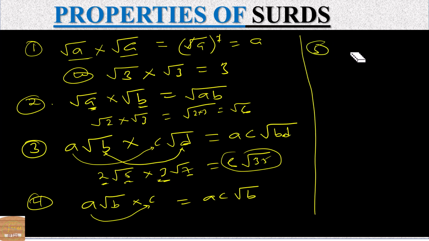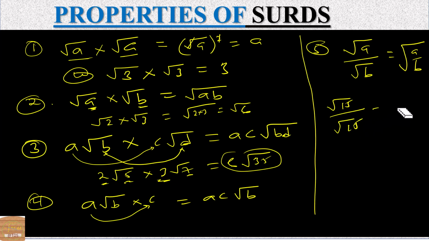Now let's look at the last one. So okay, we have root A over root B. This one is the same as root of A over B. Alright. So in case we have, let's say, root 15 over root 15, we have 15 over 15 under the root sign, and this one will cancel. It will give us root 1, which is 1. Alright. So that's that. Right, now let's move on with the multiplication of square roots.